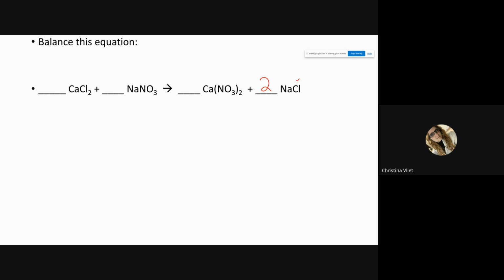You know, chlorines are good to go. Some kind of indicator for yourself just to remember. But now I have to check, oh, I have 2 of the sodium now, right? So there's only 1 right here. What would I put in front of here to make that work? If I put a 1 in front of there, 1 times 1 is 1. I need to have 2 sodiums at the end. So I would have to change this number to a 2.